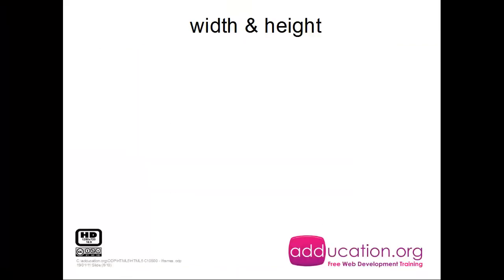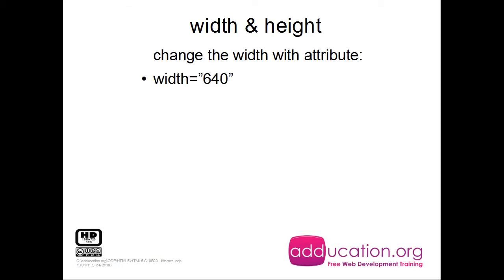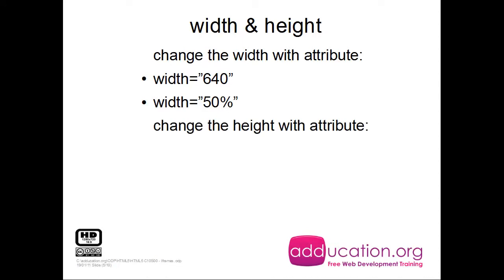Now we're going to check the width and the height. We can change the width with the attribute width, and then comes the amount of pixels you want. We can also make it a percentage as well. If you want to say it has to be 50% of the screen, just type in the 50%. Then the height, we can change that one with the attribute height, of course. I will change the presentation for you.